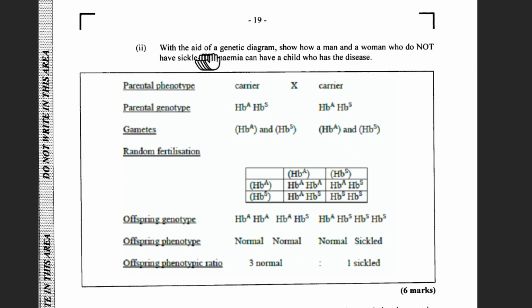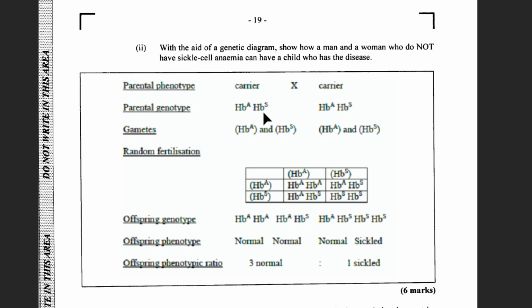With the aid of a genetic diagram, show how a man and a woman who do not have sickle cell anemia can have a child who has the disease. So in the case here, we're going to have the phenotypes. They're both not going to suffer from sickle cell anemia, but they're both going to be carriers for the allele. So we have hemoglobin A, and that's going to be our normal allele. This is for your normal hemoglobin. And hemoglobin S, this is going to be a sickle cell allele.